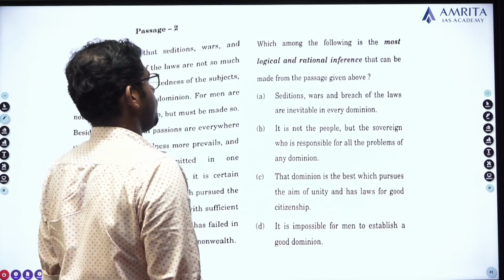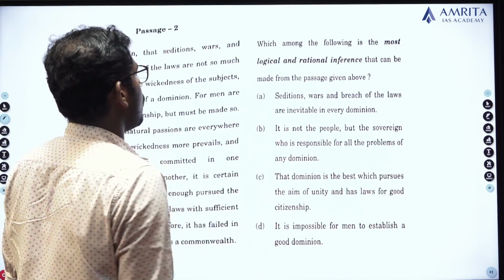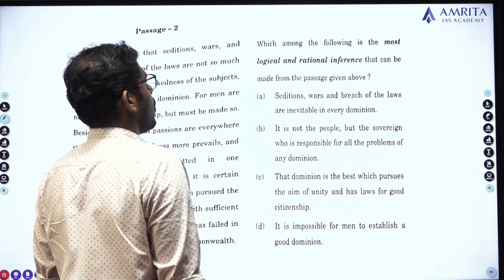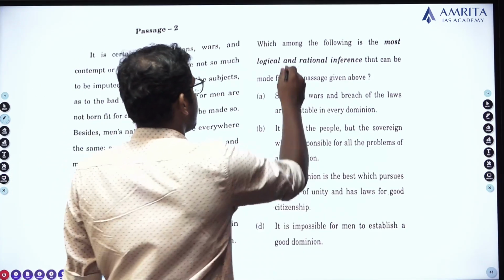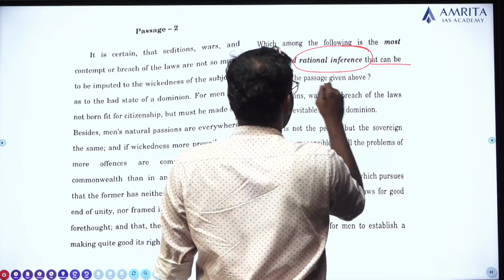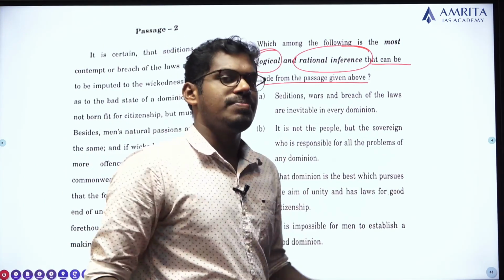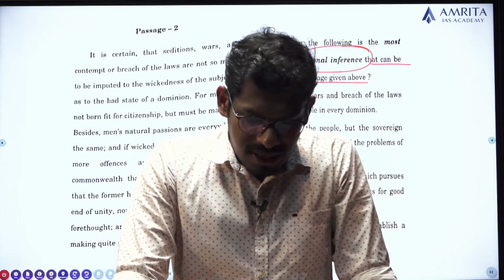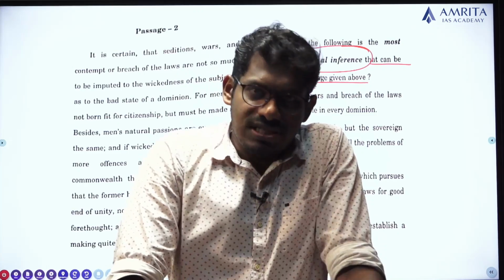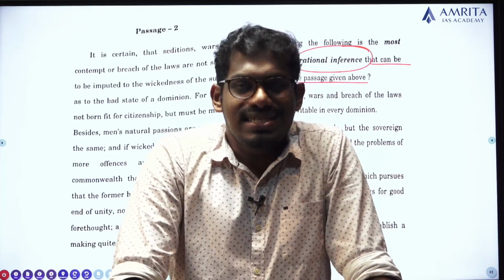The next passage. Leaving the passage alone, focusing only on the question: which among the following is the most logical and rational inference that can be made from the passage given above? Okay, before moving to this question, let me give you an idea. See, UPSC is asking these questions to future bureaucrats, or bureaucrats in the making.